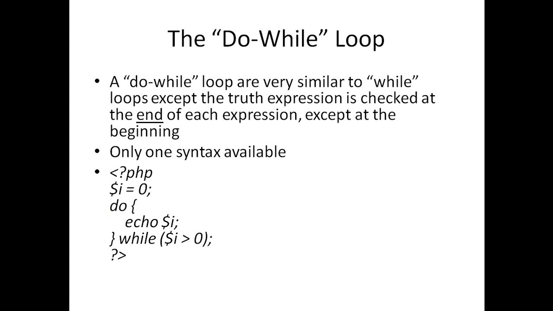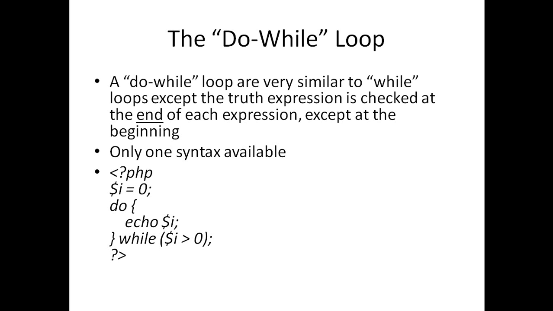Okay. Next, we have the do while loop. The do while loop is very similar to while loops, except the truth expression is checked at the end of each iteration instead of at the beginning. Okay, so basically, there's one syntax. You can set $i equals 0. You can do something like do echo $i, and then at the end, while $i is greater than 0.